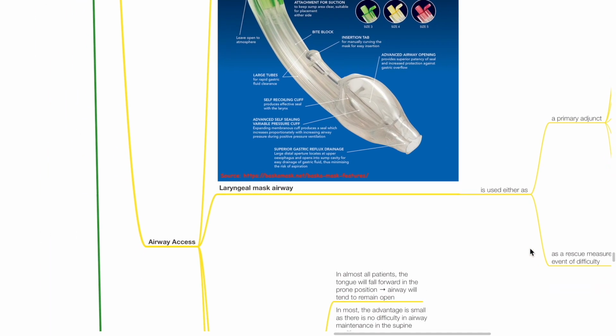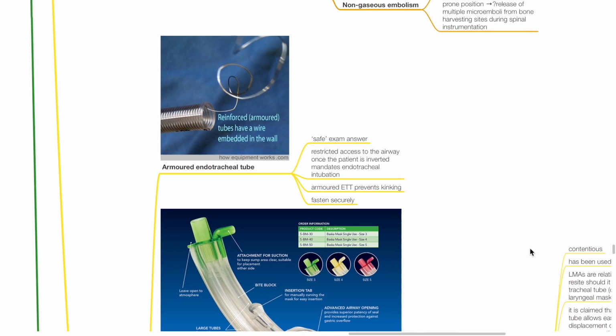Airway access. The armored endotracheal tube is the safe exam answer. Restricted access to the airway once the patient is inverted mandates endotracheal intubation. The armored design prevents kinking. Fasten the endotracheal tube securely.